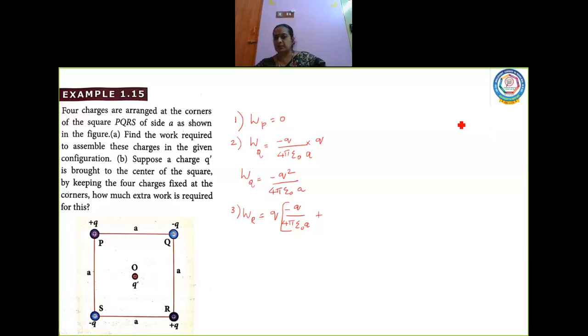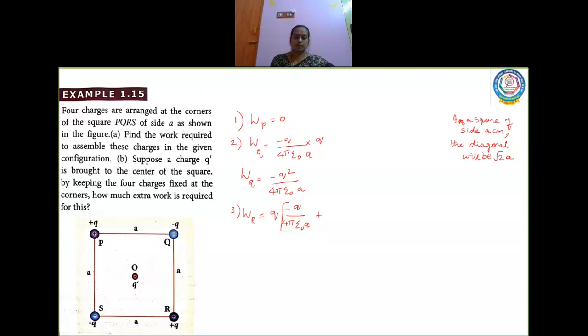I'll give you a hint. In a square of side a centimeter, if the side of the square is going to be a centimeter, what will be the diagonal measurement? The diagonal will be root 2 times a.